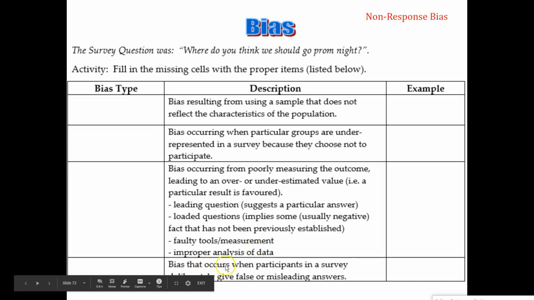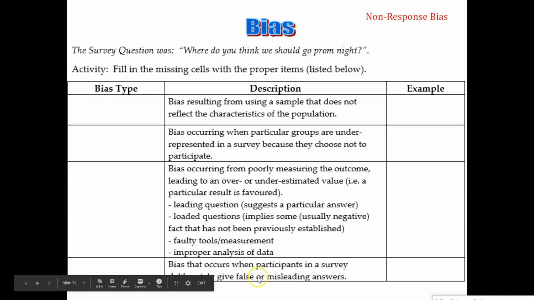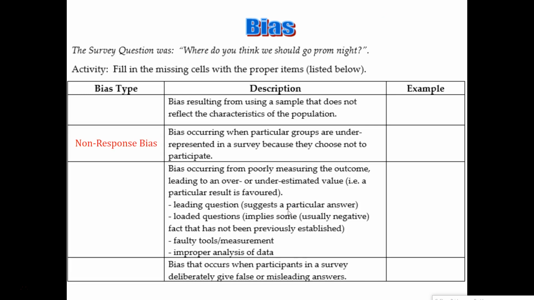And the fourth one is bias that occurs when participants in a survey deliberately give false or misleading answers. So which one of these do you think is non-response? So is it a sample that does not reflect the population, groups are underrepresented because they choose not to participate, faulty measuring, or people giving false or misleading answers? So that one goes here. Non-response bias is bias occurring when particular groups are underrepresented in a survey because they choose not to participate.